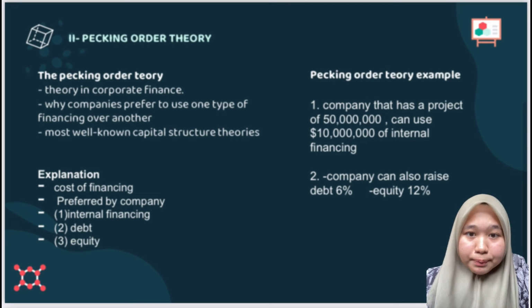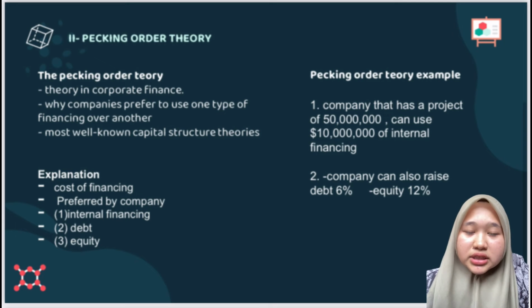The pecking order implied by the theory is the following. Companies will prefer to use internal financing first, second debt, and finally equity. Thus, raising new equity is the option of last resort. Pecking order theory example: as an example, consider a company that has a project of 50 million which it needs to finance. It can use 10 million of internal financing, which is currently in a current account yielding no interest.